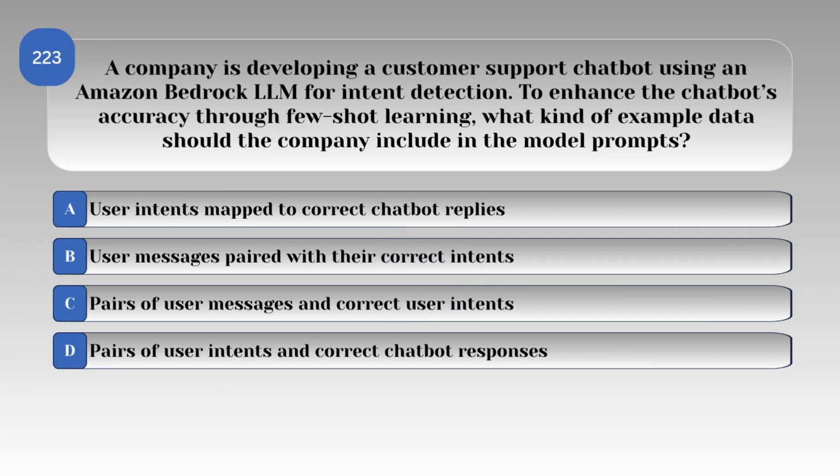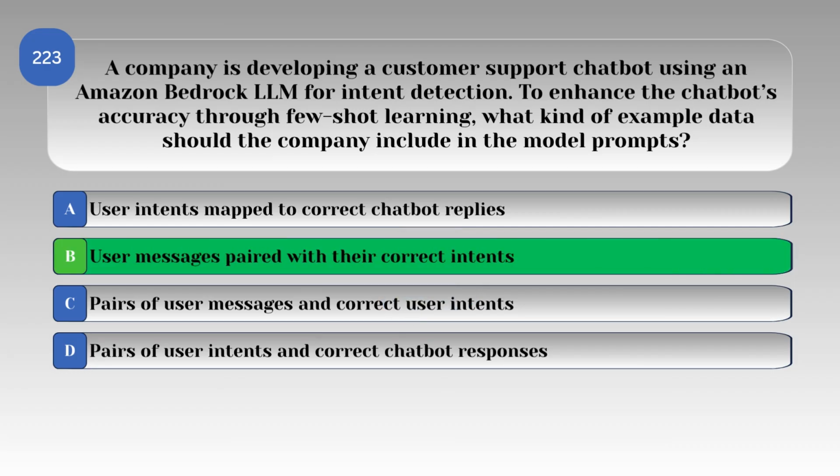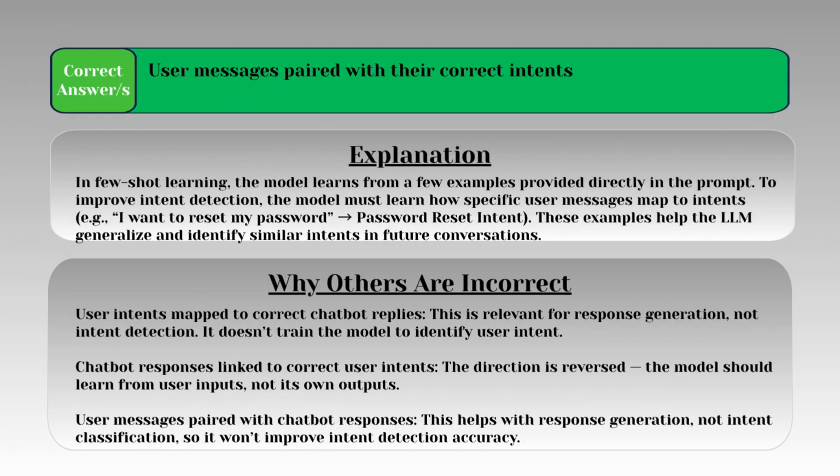Correct answer, user messages paired with their correct intents. Explanation: in few-shot learning, the model learns from a few examples provided directly in the prompt. To improve intent detection, the model must learn how specific user messages map to intents. These examples help the LLM generalize and identify similar intents in future conversations.